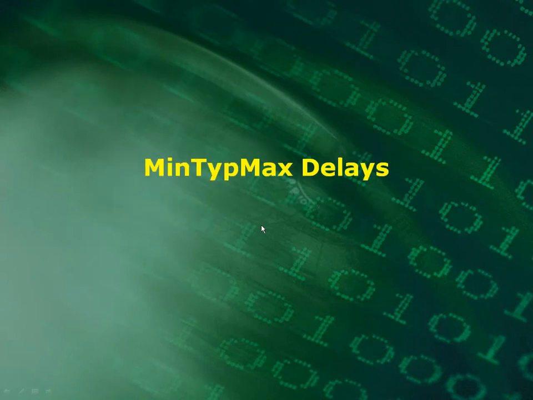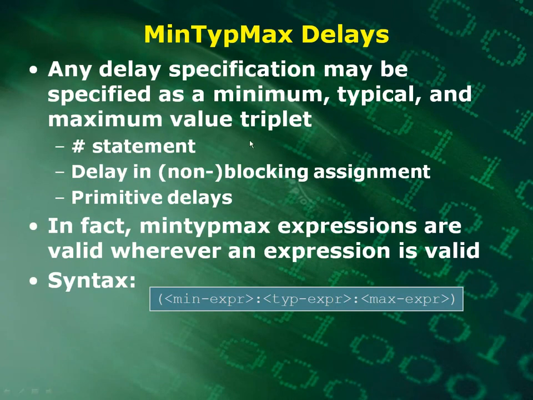I want to talk about min, typ, max delays. We've talked about delays before, but any delay specification may be specified as a minimum, typical, and maximum value triplet. We use the pound statement for delays, and let's look at the syntax here. Before we had just a pound and then some delay value. Now you can have a minimum expression, colon, a typical expression, colon, max expression.